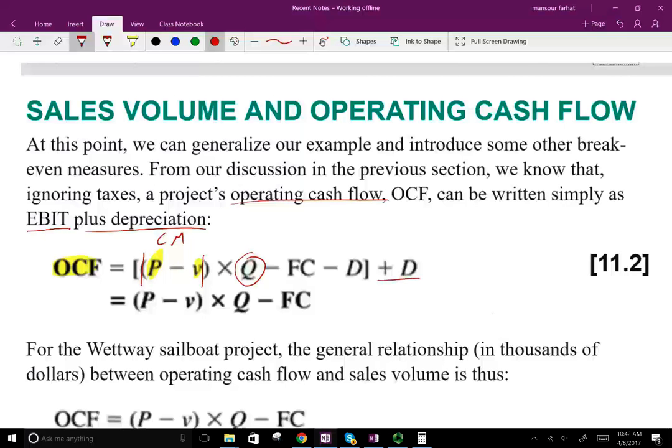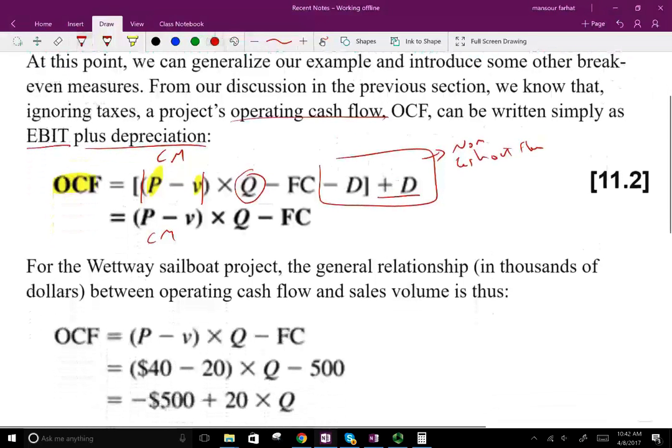Why do we subtract depreciation and then add it back? Because it is a non-cash outflow. So basically, sales minus variable cost, which is the contribution margin, times quantity, minus fixed cost. That's what it boils down to.